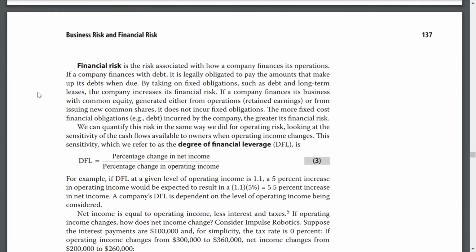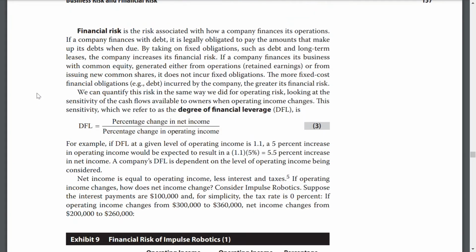Financial risk is the risk associated with how a company finances its operations. If the company finances with debt, it is legally obligated to pay the amounts that make up its debt when due. By taking on fixed obligations such as debt or long-term leases, the company increases its financial risk. If a company finances its business with common equity, generated either from operations, retained earnings, or from issuing new common shares, it does not incur fixed obligations. The more fixed-cost financial obligations, e.g. debt, incurred by the company, the greater its financial risk.